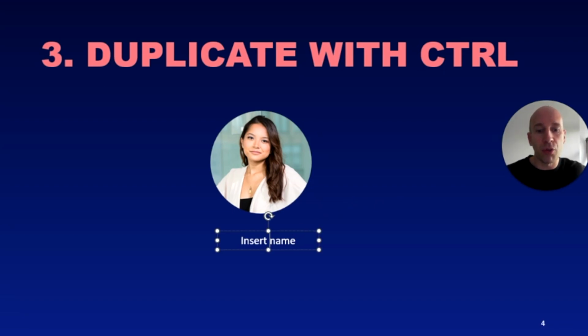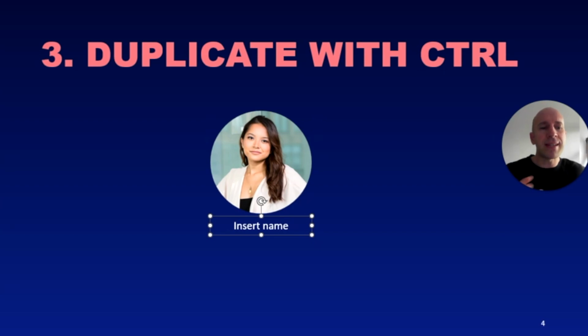Let's imagine that on this slide here, we want to build maybe a team page. I want to have 6 or maybe 8 different team members on this page, but I want it to look really nice and consistent and everything aligned perfectly. So what I would do first of all is I would get a picture of one of my first team members, as I've done here. I would insert a text box and I would group those together.